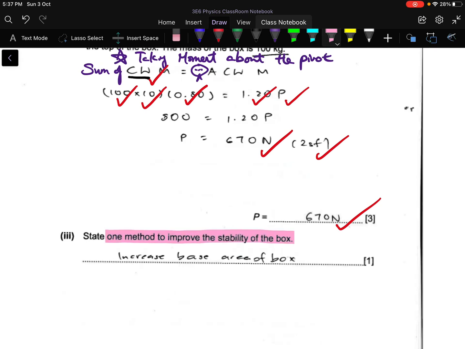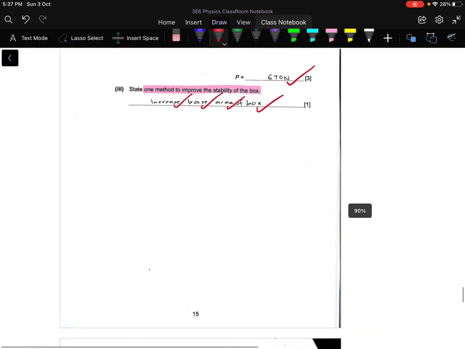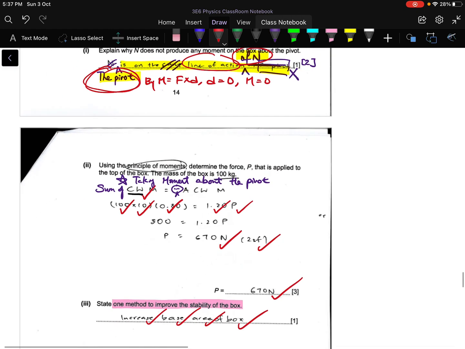Finally, one method to improve stability. Very good. Increase the base area of the box. Or you can say you would want to lower the position of the CG. Like I said, remember, fine dining. Physics is fine dining, okay?